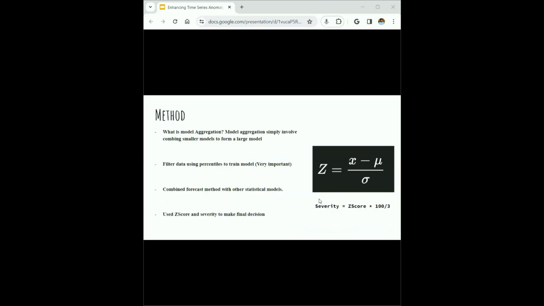Now, let's talk about the method. Anomaly aggregation refers to the process of combining multiple signals or data streams to detect and analyze the anomalies that may be apparent when looking at individual data points.